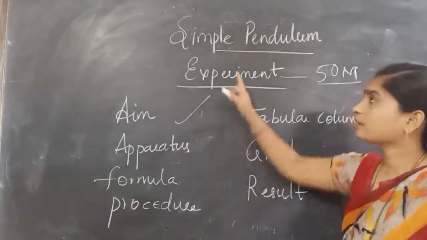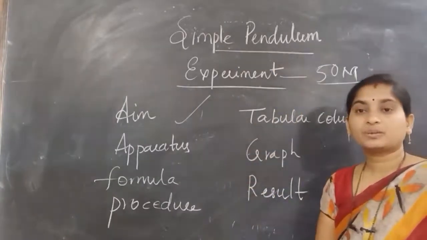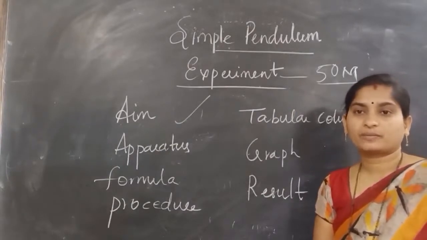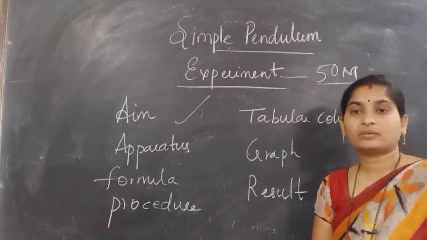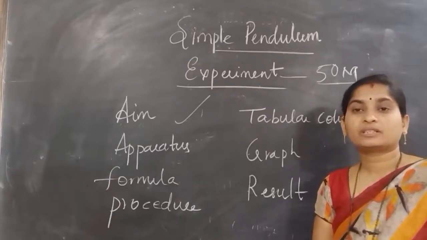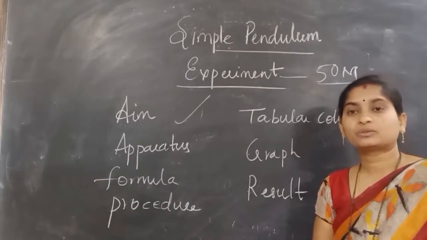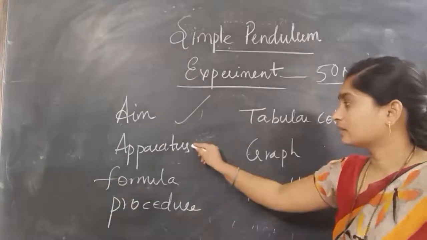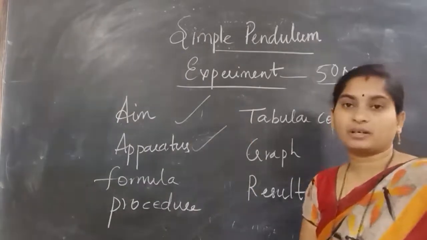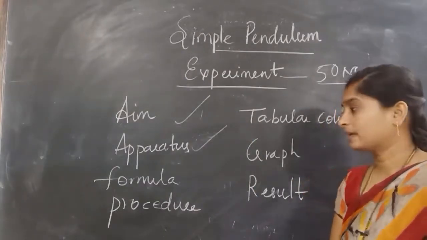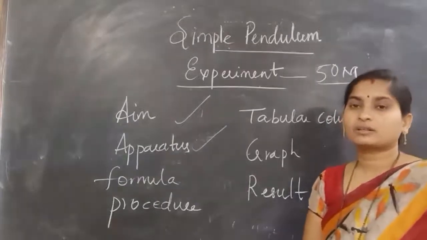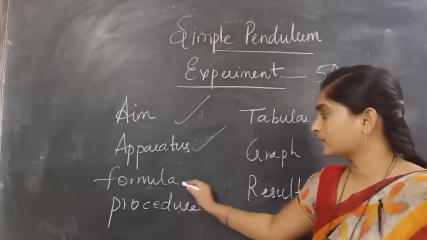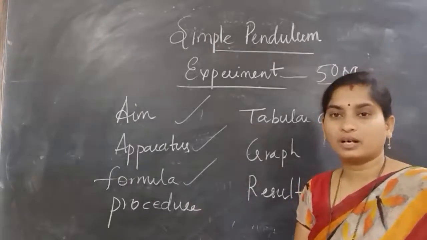Then for performing the experiment you need some apparatus. You need a stopwatch, a retort stand, vernier calipers, a screw gauge. Whatever you are using, you have to write that as apparatus. Next, the formulas you are using for calculating the result should be mentioned, that is the formula.